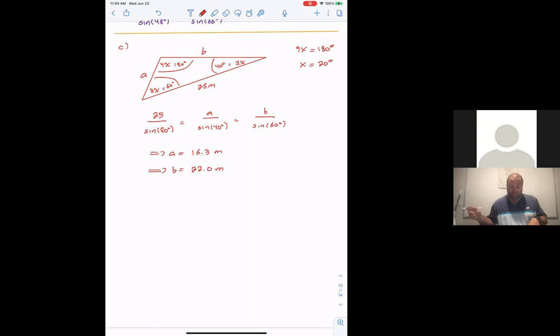Does this seem reasonable? Smallest angle is 40. Smallest side is opposite it. Next smallest is 60. 22 is opposite it. And 80 degrees is the largest. And 25 being the largest is opposite it. That all is consistent. So that's wonderful.